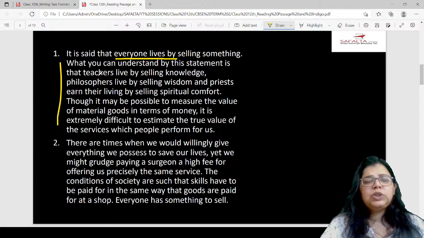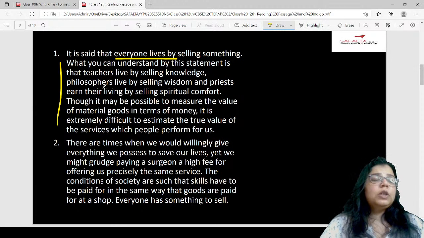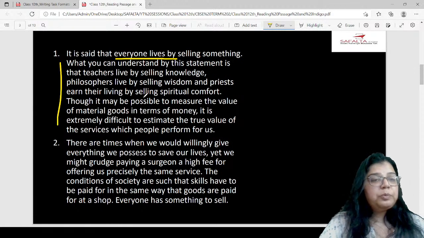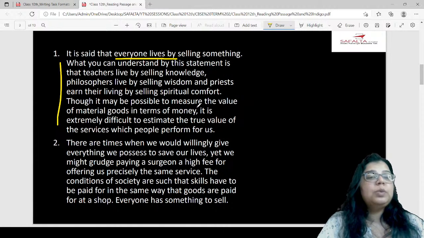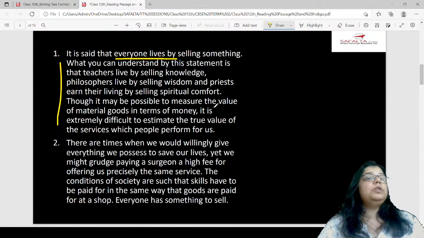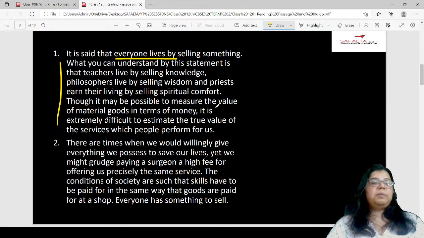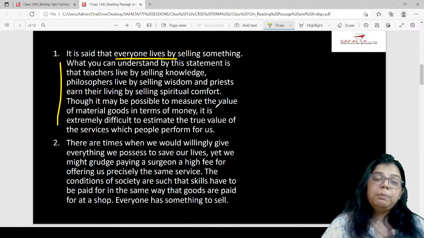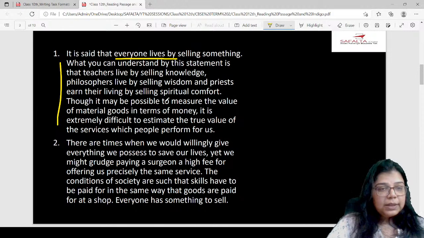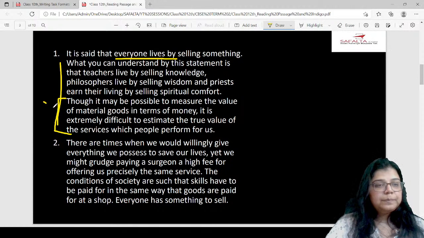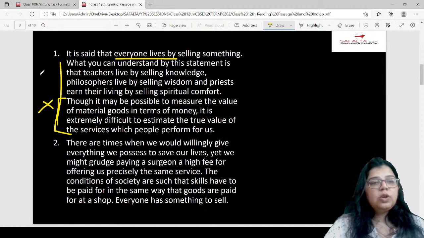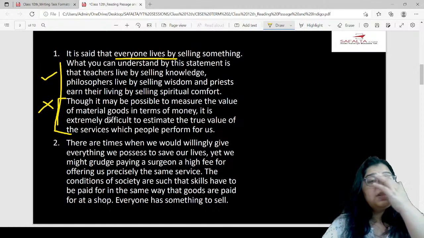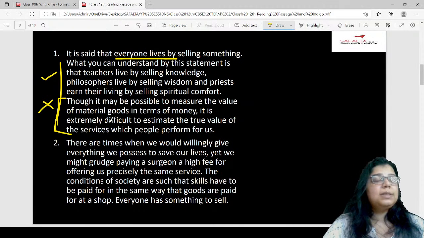It says that teachers live by selling knowledge, philosophers live by selling wisdom, and priests earn their living by selling spiritual comfort. Though it may be possible to measure the value of material goods in terms of money, it is extremely difficult to estimate the true value of the services which people perform for us. This little part is useless for us, we don't need it. So this is your answer over here. The question was, what does the author mean by the statement, everyone has something to sell?